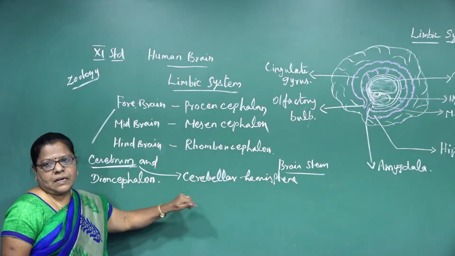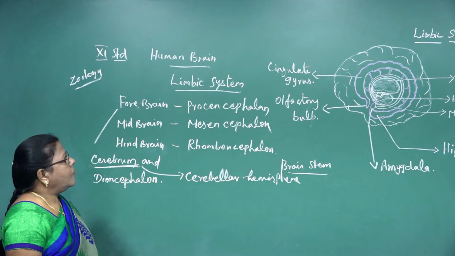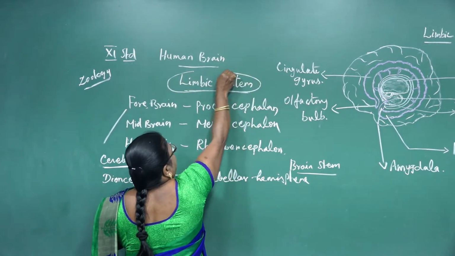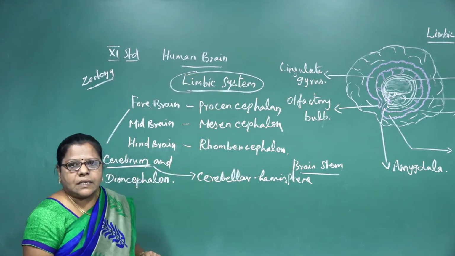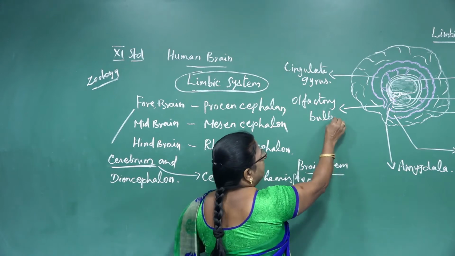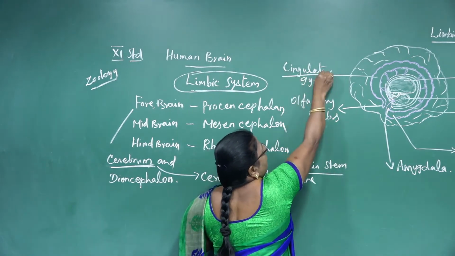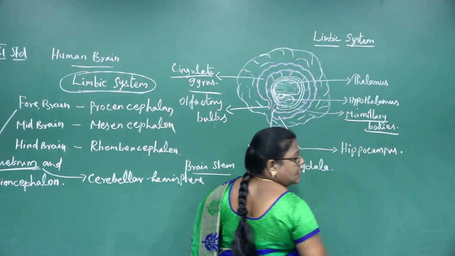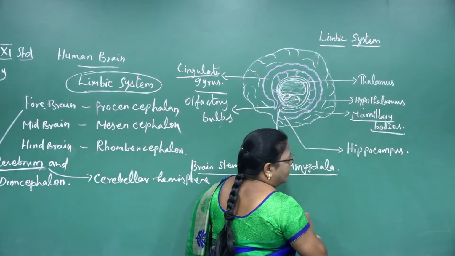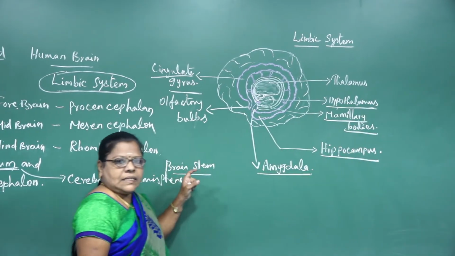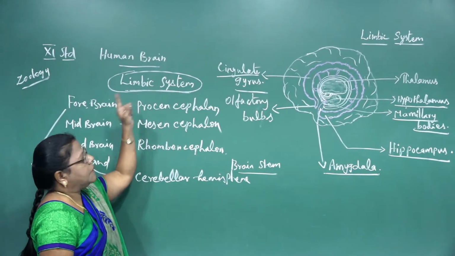The internal region of the cerebral hemisphere consists of the limbic system. The components of the limbic system are olfactory bulbs, cingulate gyrus, mammillary bodies, amygdala, hippocampus, and hypothalamus. These six components are present in the limbic system.